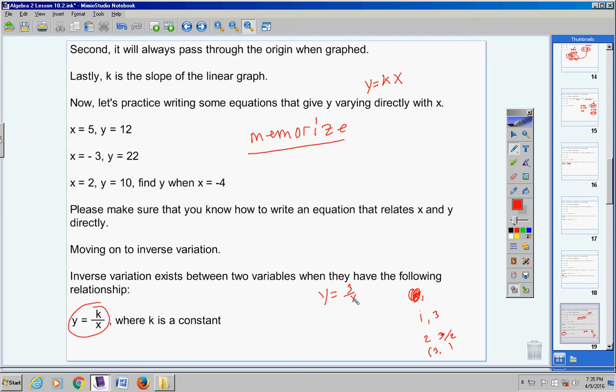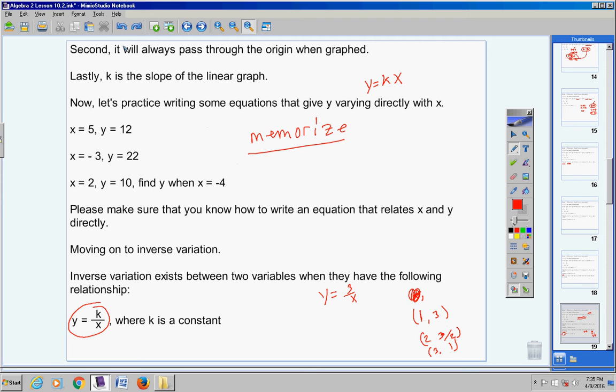If I have y equals 3 over x, if I put 1 in for x, I get out 3. If I put 2 in for x, I get out 3 halves. If I put 3 in for x, 3 over 3 is 1. So whatever I put in for x, 3 just goes on top of it for my y value, okay?